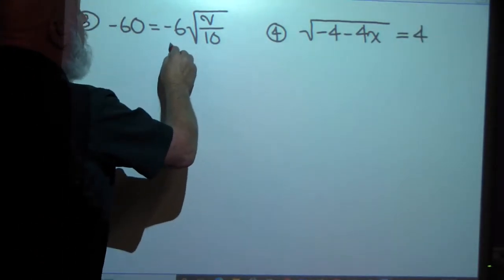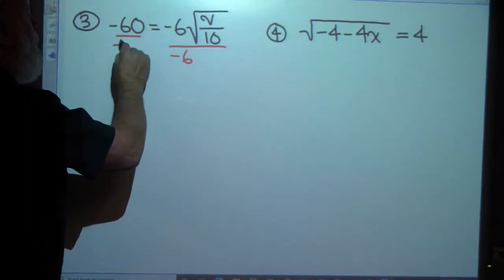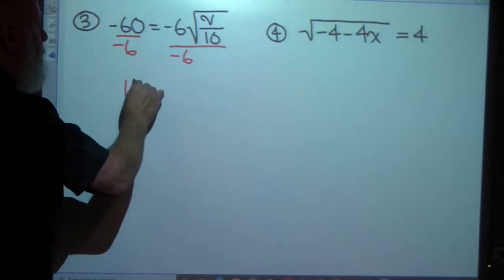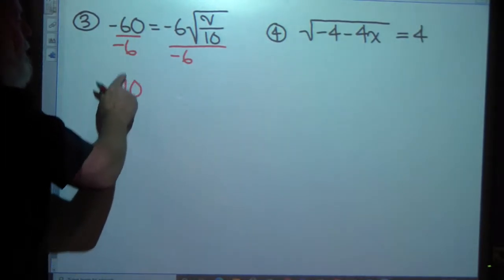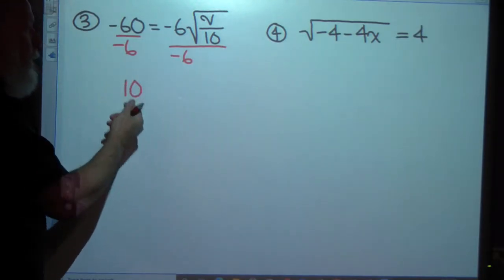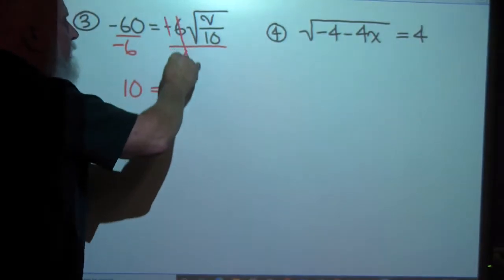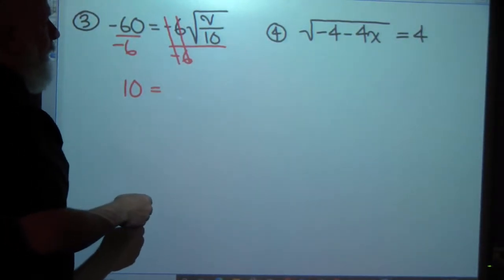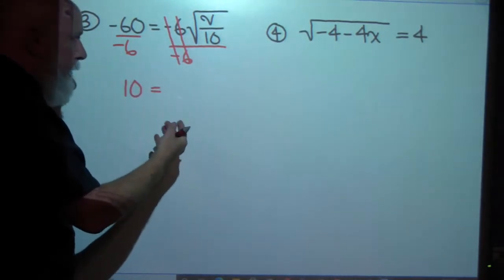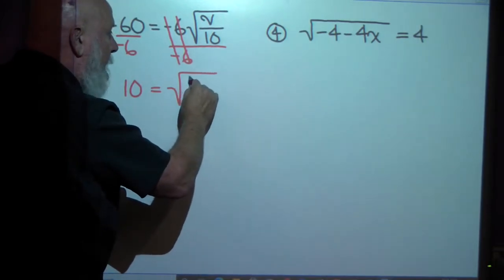So the first thing I'm going to do is divide both sides by -6. This will yield 10, positive 10, because -60 divided by -6, 60 divided by 6 is 10. If both are negative, then the entire quotient is positive. These will cancel, turning into a fancy form of 1. For the same reason, 6 divided by 6 is 1, negative divided by negative is positive. 1 times this radical is this radical.